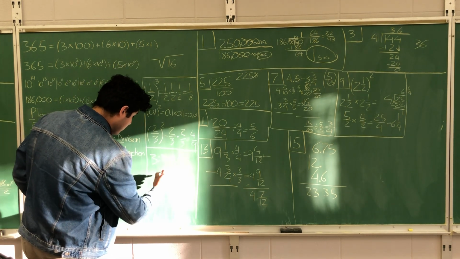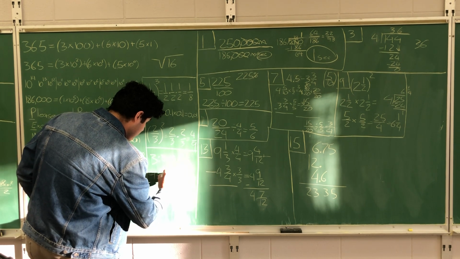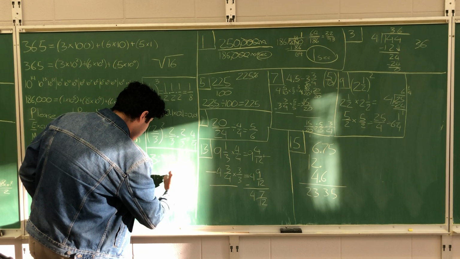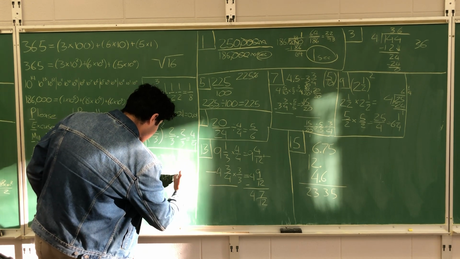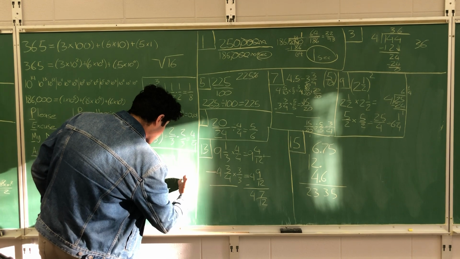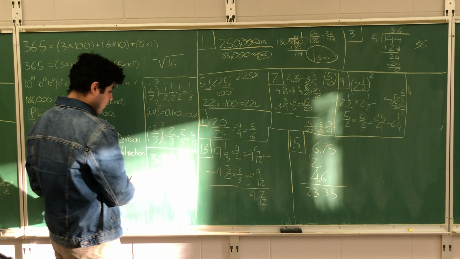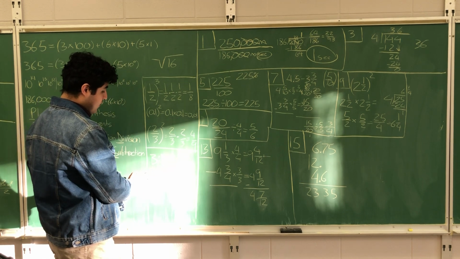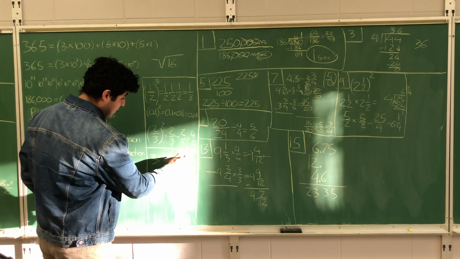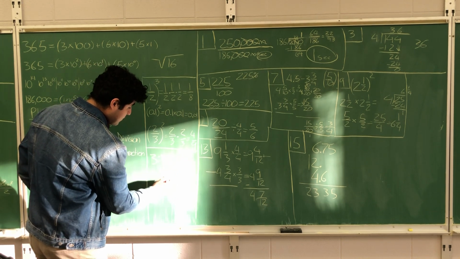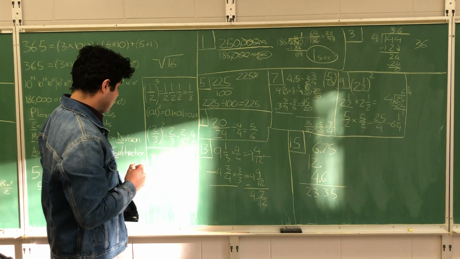Next, my multiples of 4 are 4 times 1 is 4. 2 times 4 is 8. 3 times 4 is 12. And 4 times 4 is 16. And 5 times 4 is 20. Okay, so 4, 8, 12, 16, and 20 are the first 5 multiples of 4. The least common multiple that these two numbers have in common is 12, okay? Just in case you forgot how to do that.